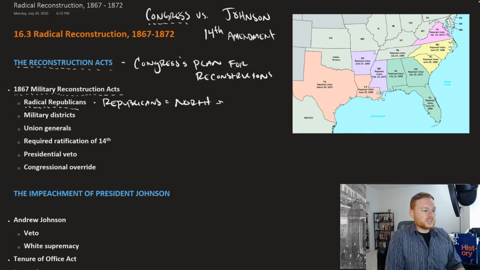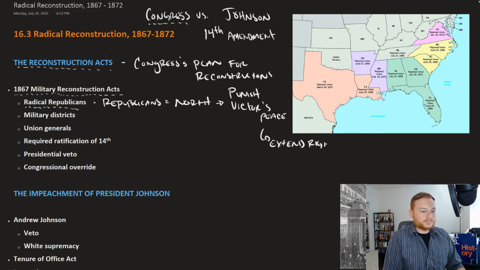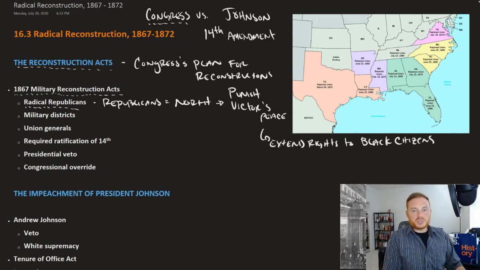And when it comes to Reconstruction, they really want to err more on the side of punishing the South for what they did. They want much more of a victor's peace. And more importantly, they want to extend rights to Black citizens rather than allow them to be really much at the mercy of state and local governments.